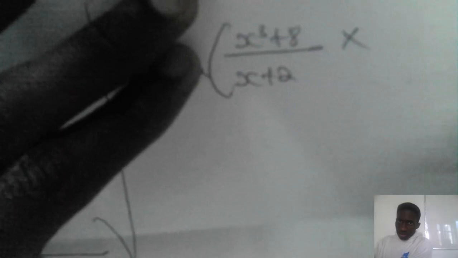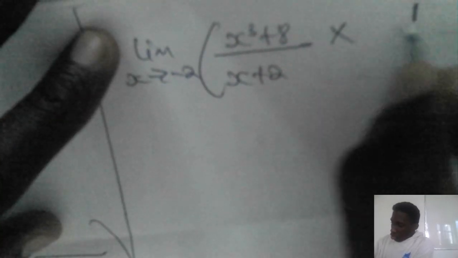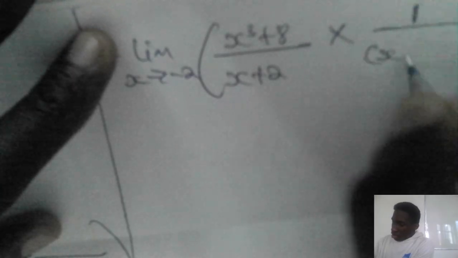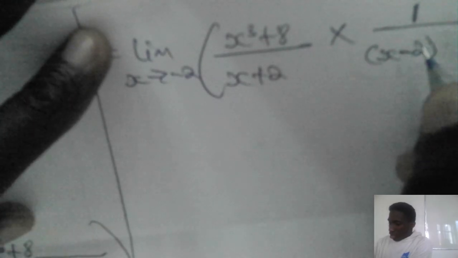So it's equal to the limit as x approaches minus 2 of x cubed plus 8 divided by x plus 2, multiplied by 1 over the remaining brackets that we have.